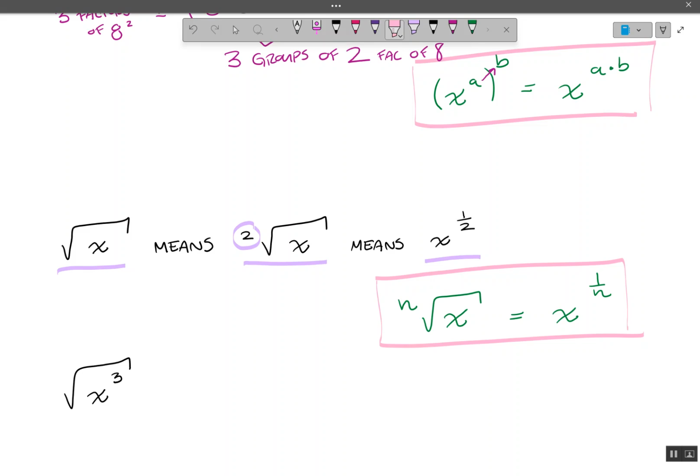An important rule. So if we wanted to rewrite this, we would have x cubed, and then that square root is the same thing as the 1/2 power. Now I can use my power of a power rule, and I've got x to the 3 times 1/2, which is x to the 3/2 power.